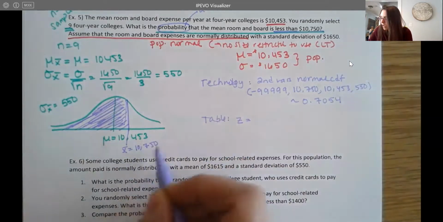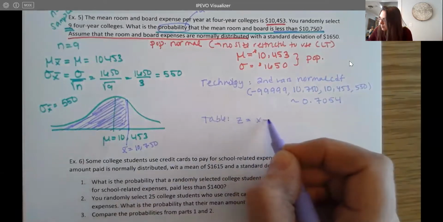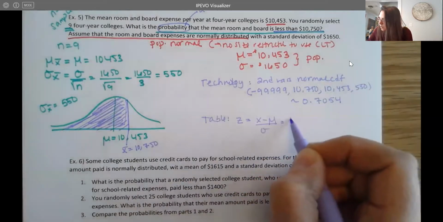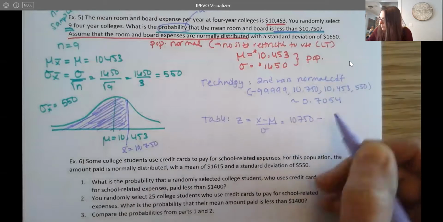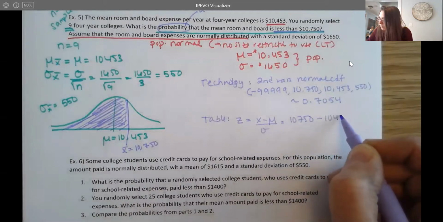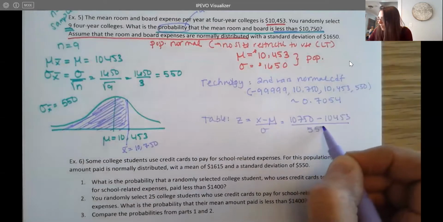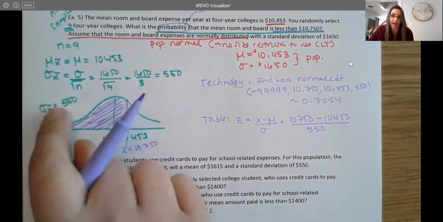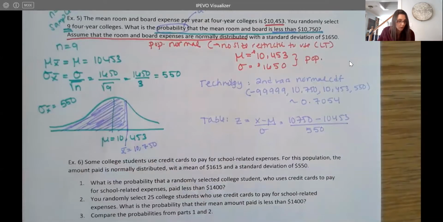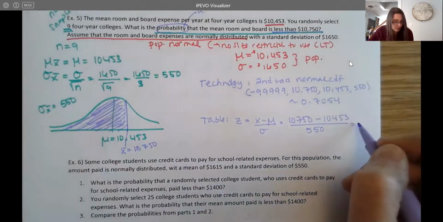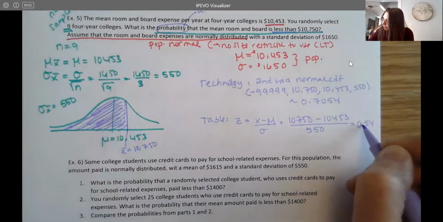If you're using the table, the first thing I need to do is make it a z-score, right? So this needs to be a z-value instead. So I'm going to take my x value, which is 10,750. I'm going to subtract the mean of 10,453 and divide that by my standard deviation. And just be careful, you're dividing it by this standard deviation, the 550 here. So what I get is about 0.54 for my z-score.